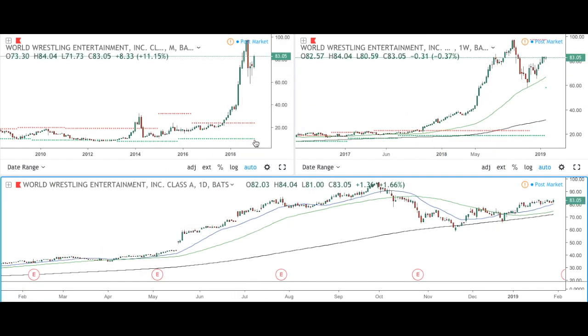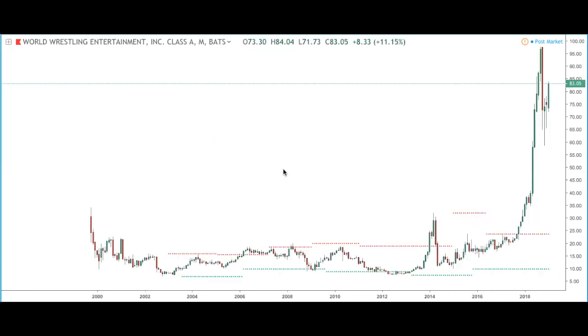The next stock we'll look at is World Wrestling Entertainment, ticker symbol WWE. Looking at the monthly time frame, over the recent months we've had a strong drop to the downside, but price has begun to gain bullish momentum once more and has broken above the round number 80.